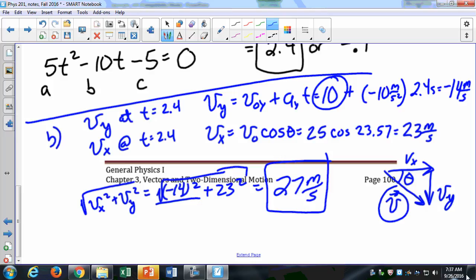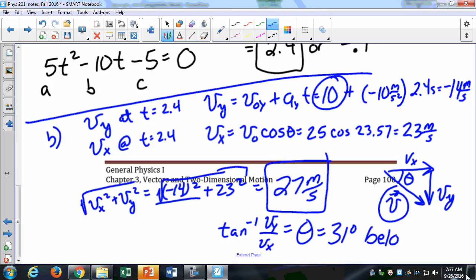I can use any one of my trig functions actually, because I know all three sides of this triangle. But if I know Vx and Vy, that's what I want to know this angle. I use the tangent because this is my opposite, this is my adjacent. The inverse tangent of Vy over Vx is equal to our theta. And that turns out to be 31 degrees. And then we want to add a qualifier: below the plus x axis.